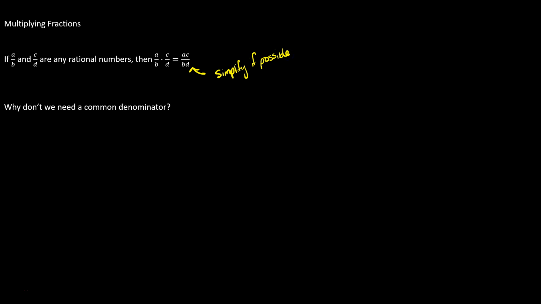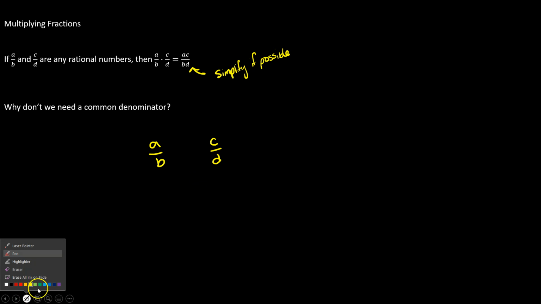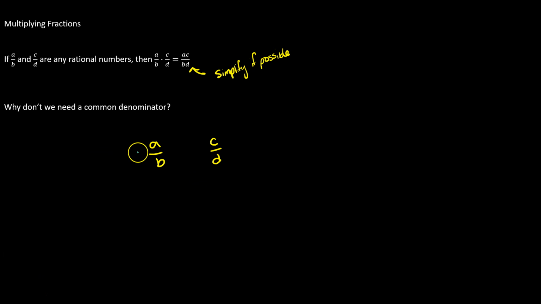Why don't we need a common denominator? Well, let's check and see what would happen if we had one. So a over b and c over d. By the looks of it, they do not have a common denominator, so we could make one using that law of fractions. I have b and d, so my LCD in this case is going to be b times d. So my first fraction would need a multiple of d on top and bottom. My second fraction would need a multiple of b on top and bottom.